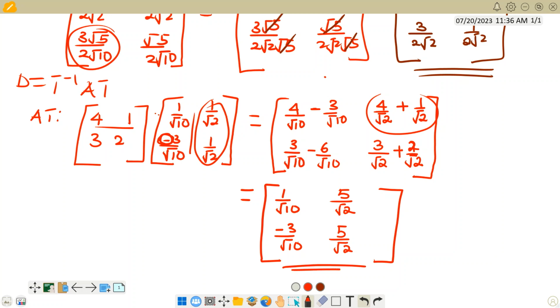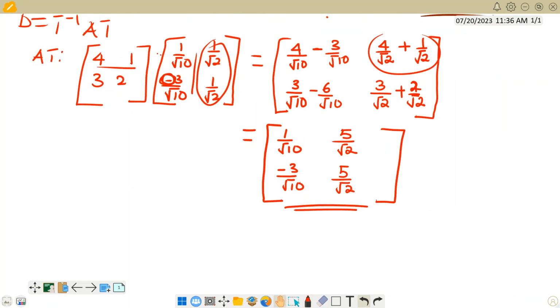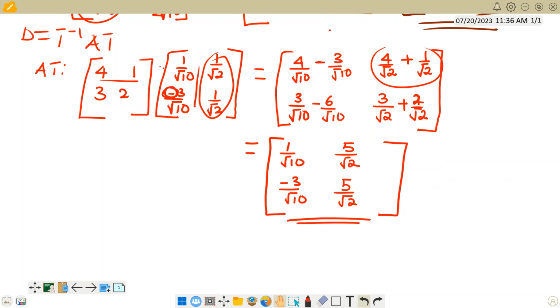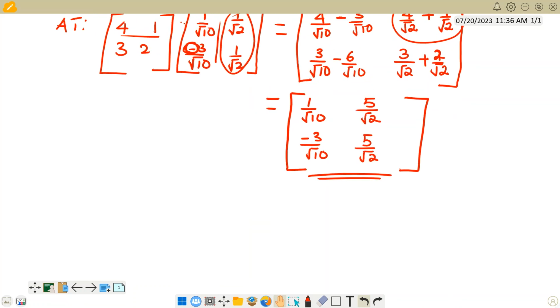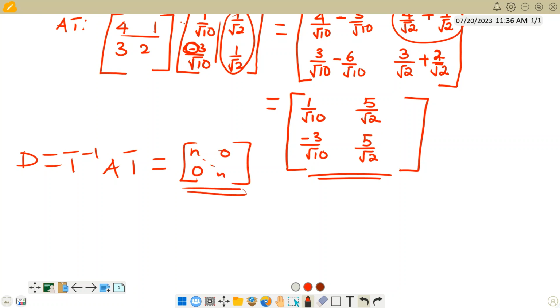Alright, so we have this as A times t, which is our At. But for us to diagonalize, remember, D is t inverse multiplied by At. So now we have to check this and confirm if it is going to give us a diagonal matrix, which should have a number here, 0 there, 0, and a particular number there. Let's confirm if this is going to work out.